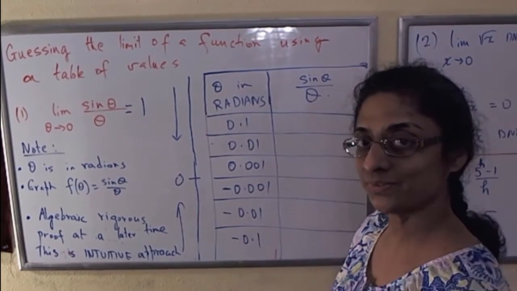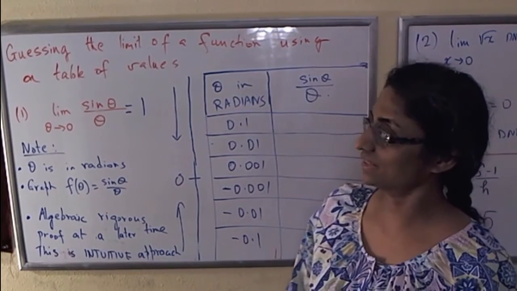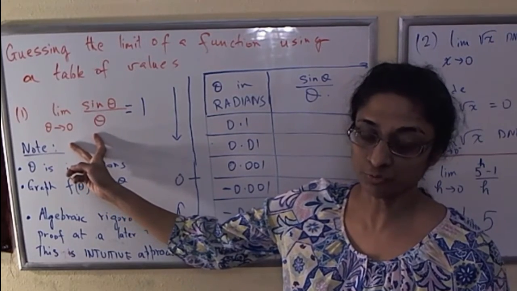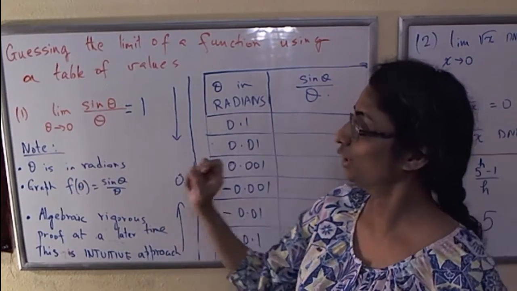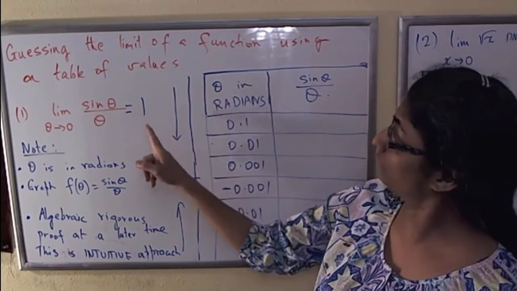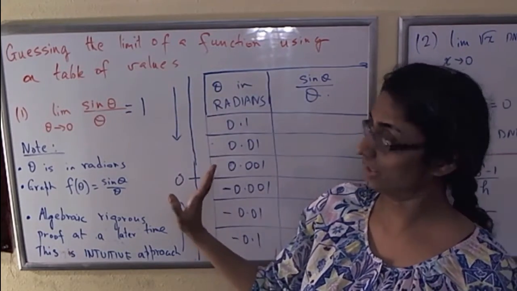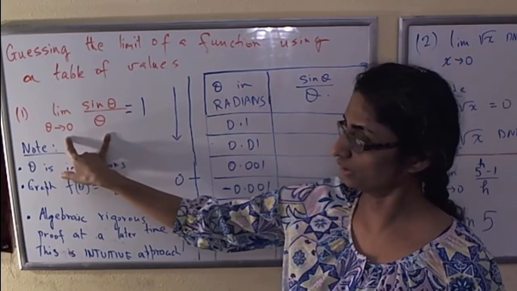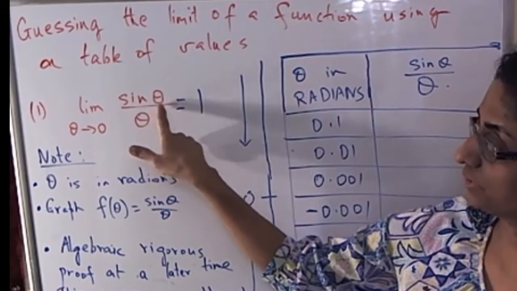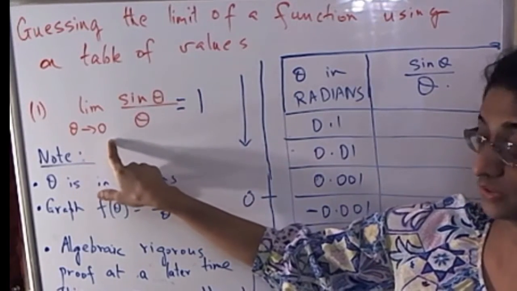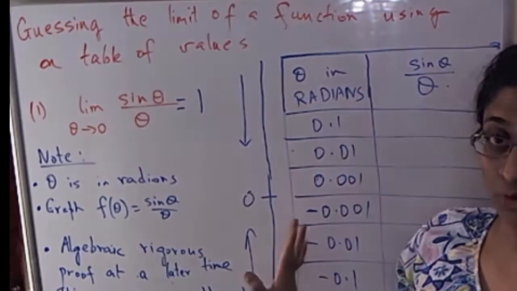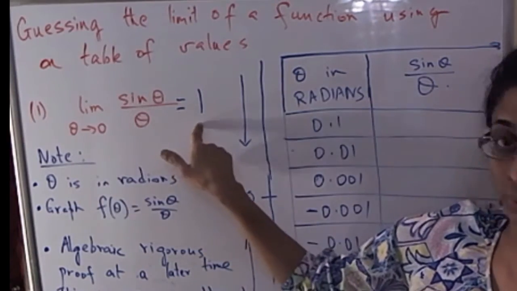Hi, in this video, let us discuss how to evaluate limits only in an informal and intuitive way using a table of values. So we'll be guessing the limit of a function using a table of values. So here's the limit I would like you to consider. Limit of sine of theta over theta as theta goes to 0. And we will show only in this informal way that the limit is actually 1.